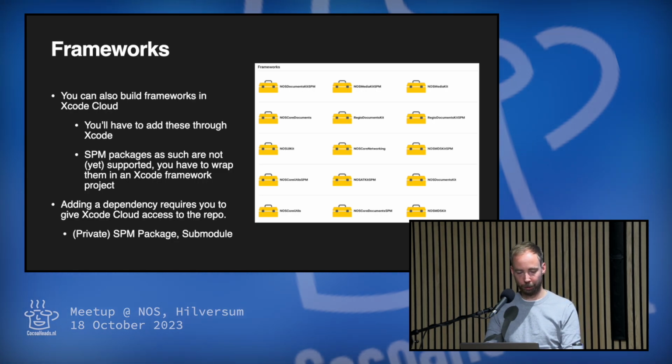And a final note here is, adding a dependency requires you to give Xcode Cloud access to the repo. So the first time it will fail. Then it says, hey, you don't have this repo authorized. Would you like to authorize it? It gives a nice notice, and then you can just say, okay, I want to approve, and it will fix everything for you.